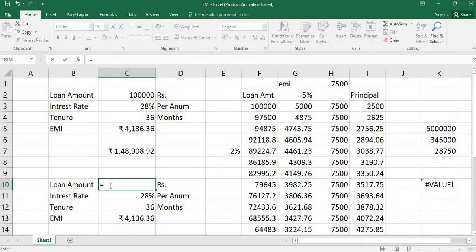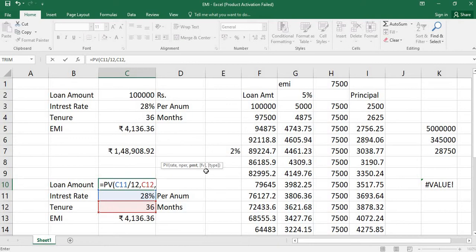So equals PV, present value, open the bracket. The interest rate is 28% per annum, so divided by 12, because it is per annum, per year. Comma, tenure is 36 months, comma.